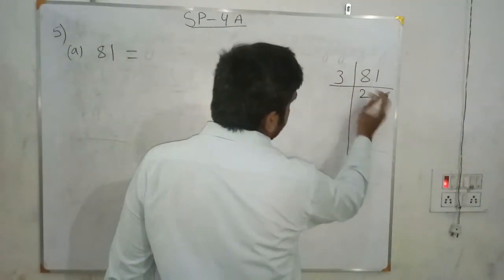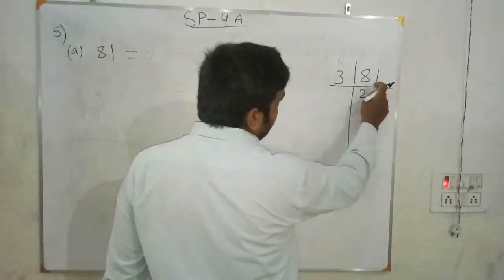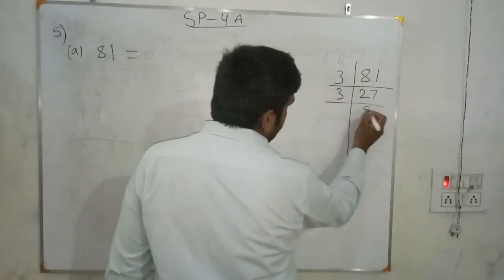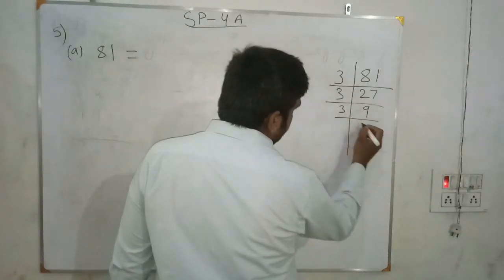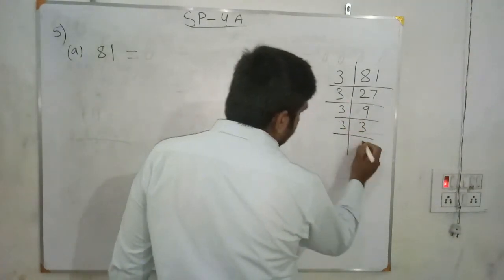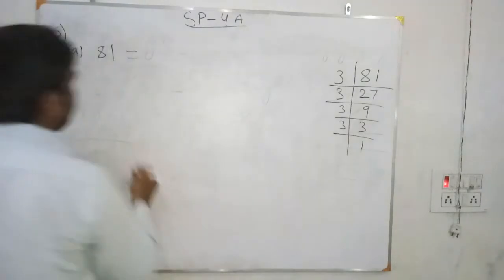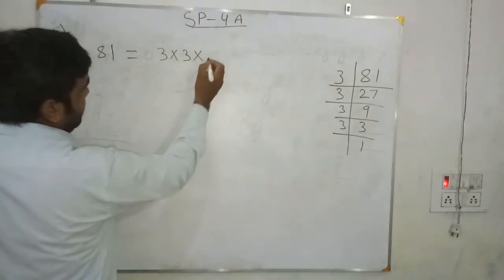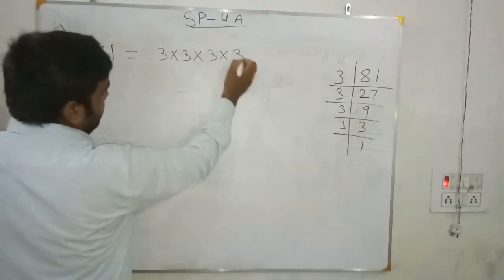3 2s are 6, 8 minus 6 is 2, remainder 2, and 21. 3 7s are 21. Now 3 9s are 27. Now 3 3s are 9. Now 3 1s are 3. So the prime factorization of 81 is 3 multiplied 4 times, 3 multiply 3 multiply 3 multiply 3.